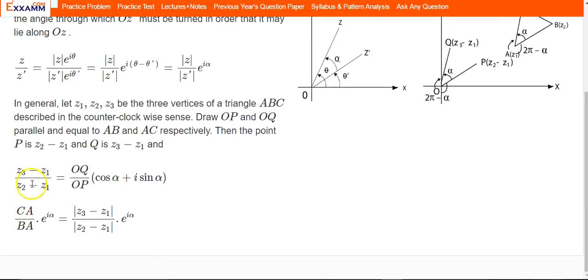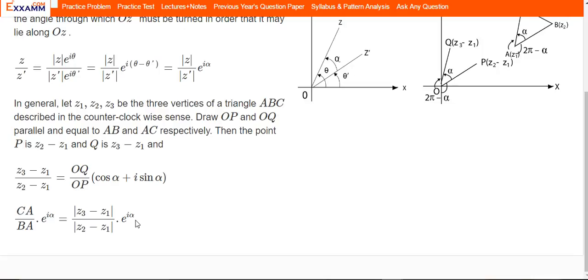So in the final run, the equation on the basis of rotation of complex number becomes (Z3 minus Zα) upon (Z2 minus Zα) is equal to modulus of (Z3 minus Zα) upon modulus of (Z2 minus Zα) multiplied by e to the power i alpha. Now we will do an example of this rotation of complex number, which will make our concept more clear.